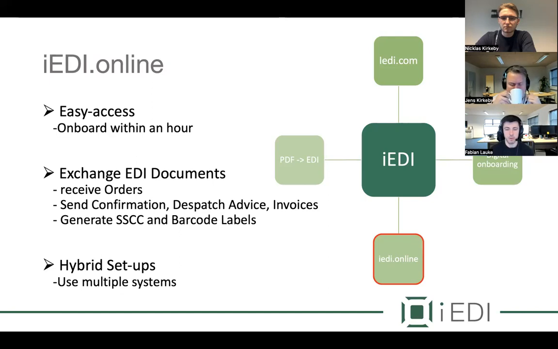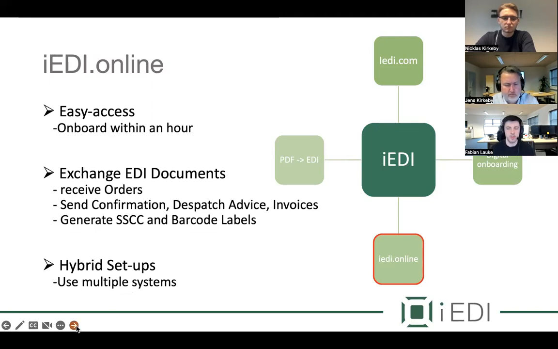You're also able to send SSCC codes, for example, on dispatch advices. So this gives you a whole palette of options that you can exchange EDI documents with. Barcode labels are also on the dispatch advices. We can do hybrid setups as well.